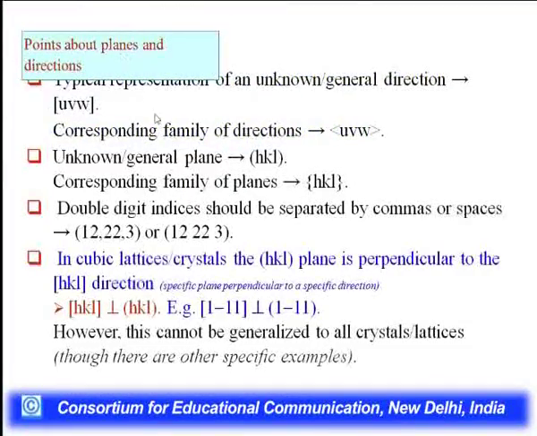Now points about the planes and the directions. Directions corresponding to a particular family will be in both the positive and negative directions. Unknown general planes will be defined as (hkl), and the corresponding family is defined by this bracket also. Double digit indices should be separated by commas or spaces. Here we can write the hkl values in this manner, meaning we can write them with commas or as single values. Here we see 12, 22 and 3 are the Miller indices. We can write it as 12, 22 and 3.